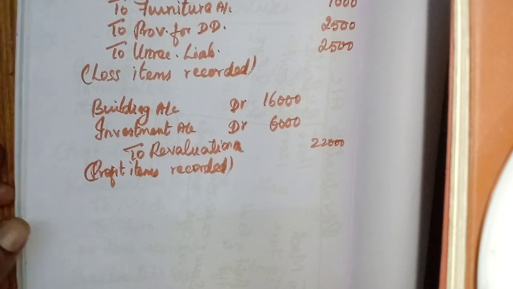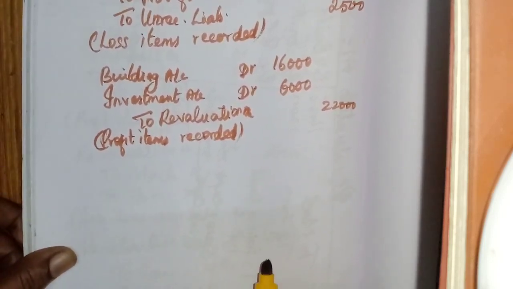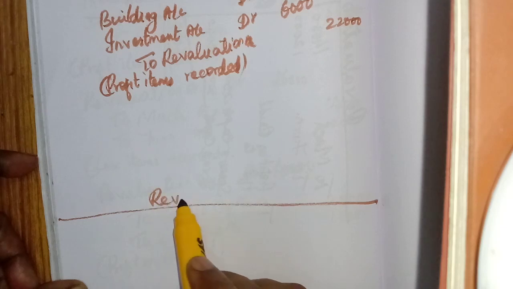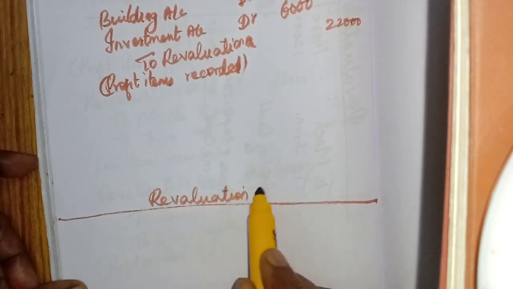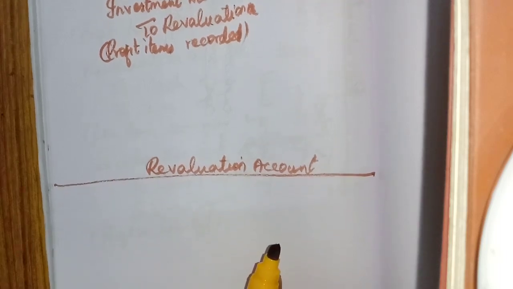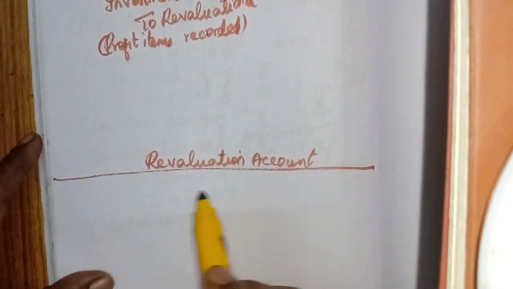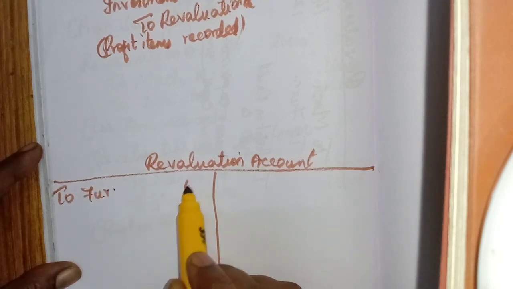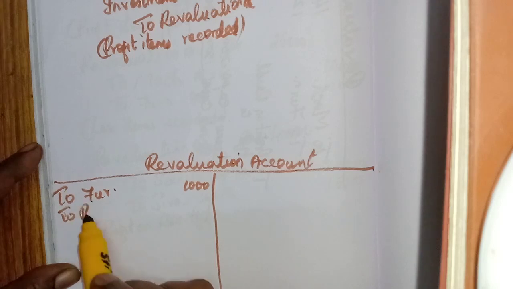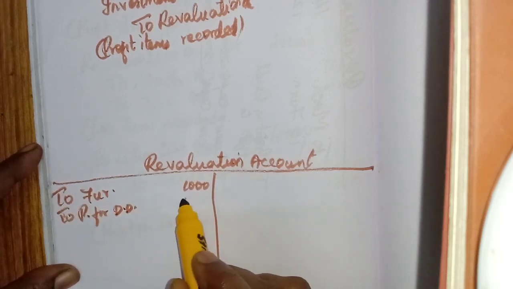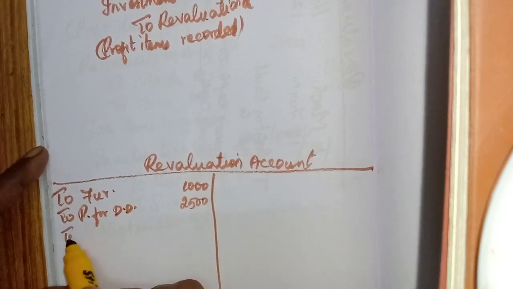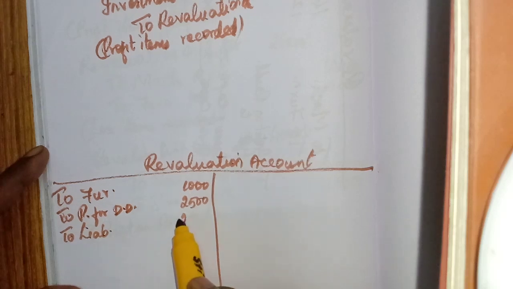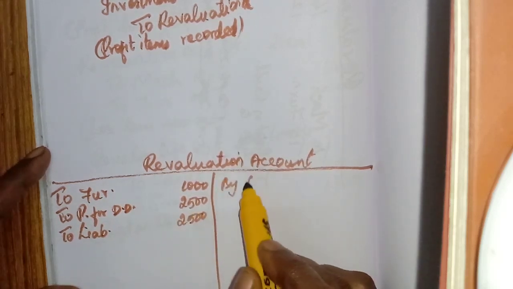Now we have to prepare the revaluation account. Shall we prepare here? You can use 2 pages. I cannot accommodate within the cells, that's why I am writing here. Revaluation account, you will divide this one into 2. To furniture, 1,000. To provision for doubtful debts, 2,500. To unrecorded liability, 2,500.